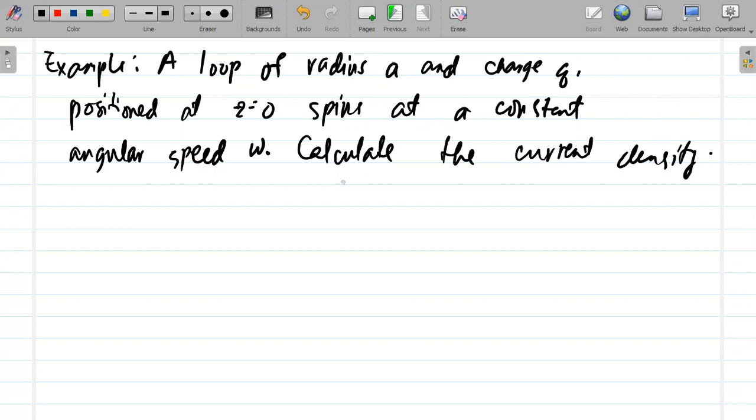So now class, how do we do this? Drawing muna natin. So meron tayong, ano to? x, y, z. Meron kang loop of radius a. So ayan, along xy siya. Positioned at z equals 0, spins at an angular speed omega. Ayan. Now class, what is the current density of this following setup?